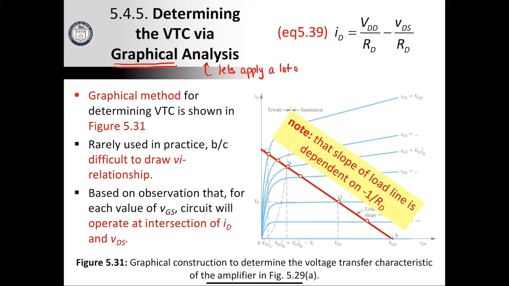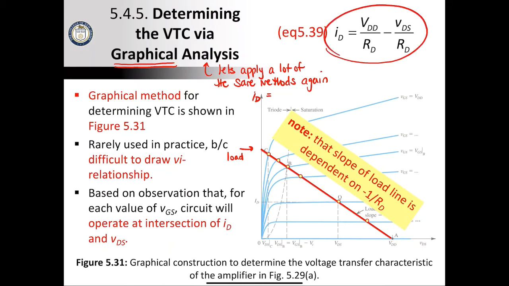One is the graphical method. We can use the graphical method to solve for the solution of a transistor, a FET-based circuit. It's going to be done in the same way that we did for the diode. We're going to draw one line, which is the load line. That's the straight one, which depends on VDD. So ID is equal to VDD minus VDS over RD. That's your slope.